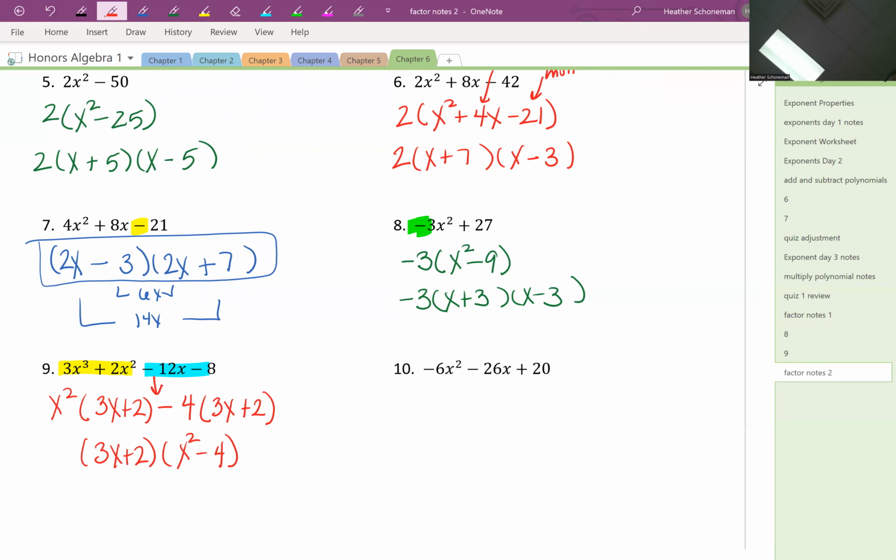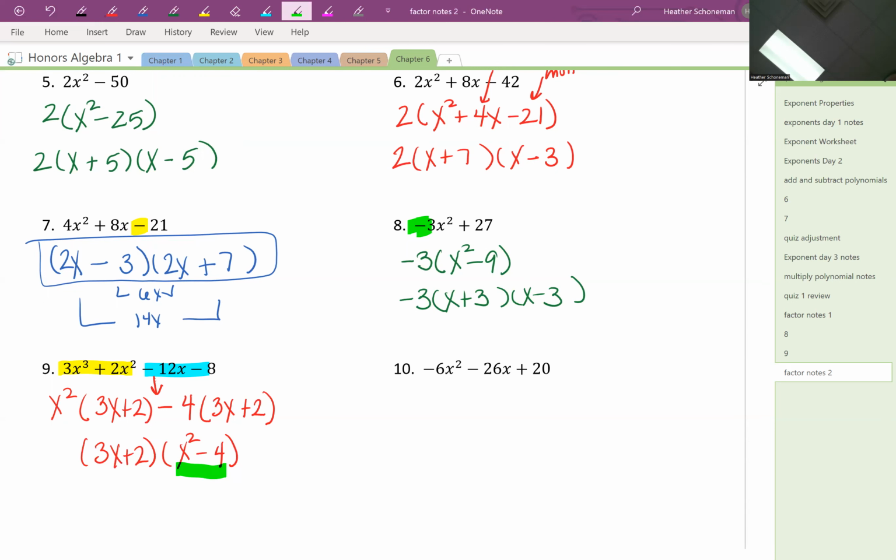Now you might be at this point tempted to say you're done, but this one actually factors further. Check out this part right here. Can't we do something with that? We can. That's the difference of squares.